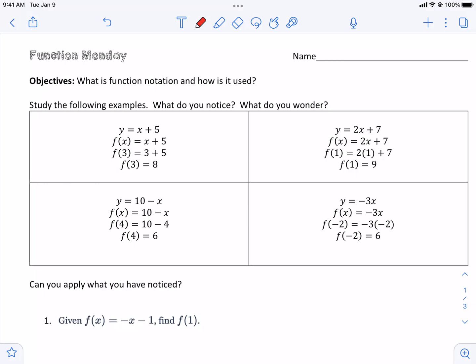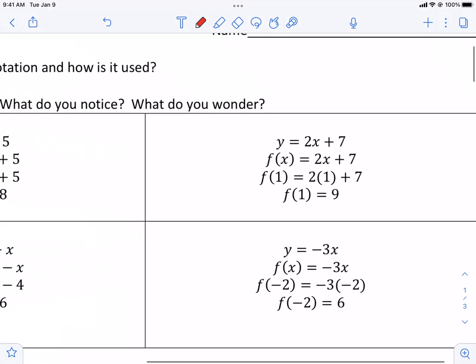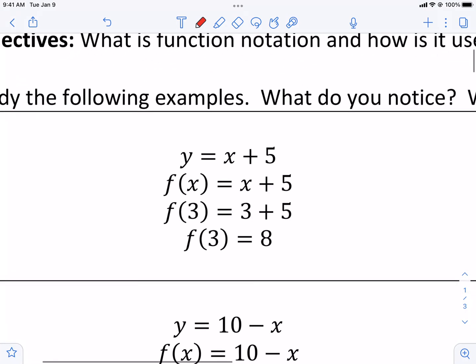Today we looked at functions, something called function notation, and how to use it. So in class you were given this task, looking at these 4 examples and figuring out what was going on. If you notice, in each box you start with an equation, which turns into f of x instead of y, and that x turns into a number. That number tells you what to plug in for x. And then you can finish by solving the problem.